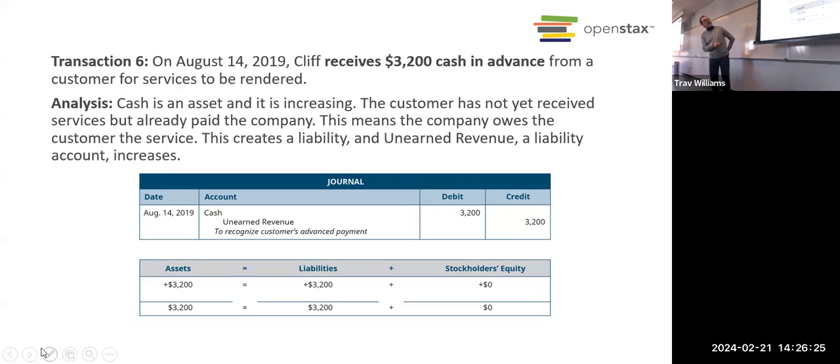All right, then they got some cash in advance from a customer, but they haven't done the work yet. This is unearned revenue, right? Which is a liability.